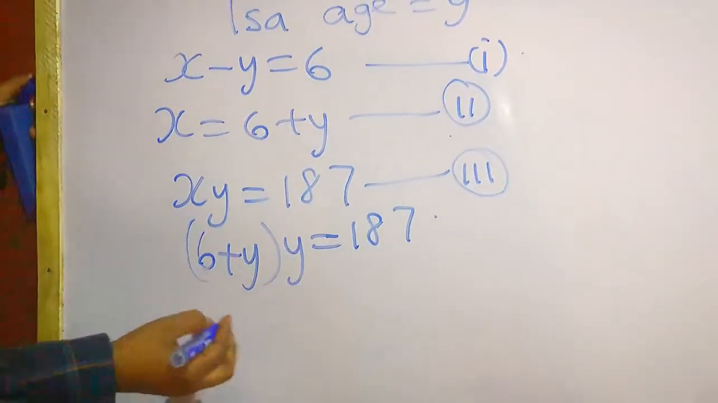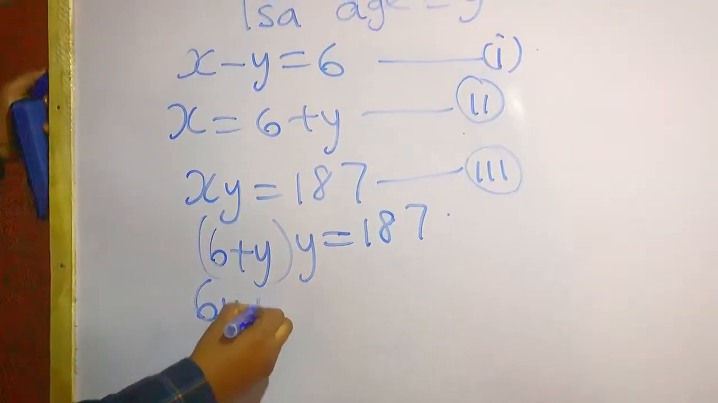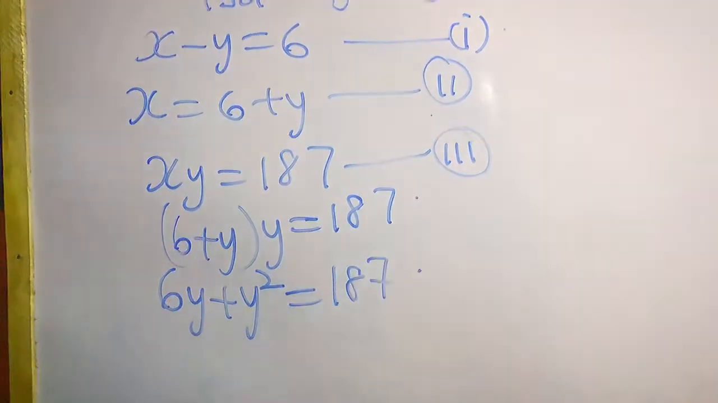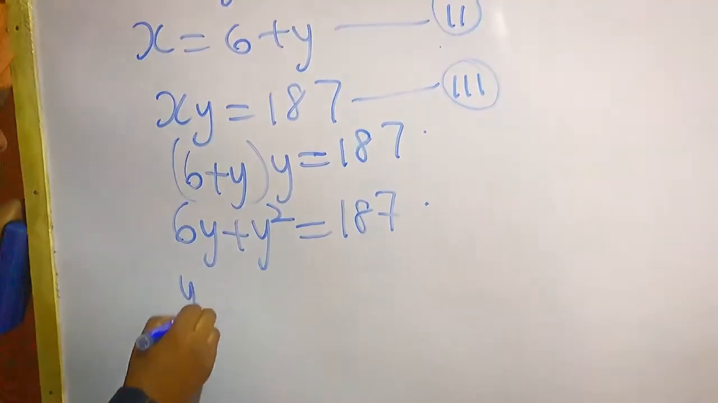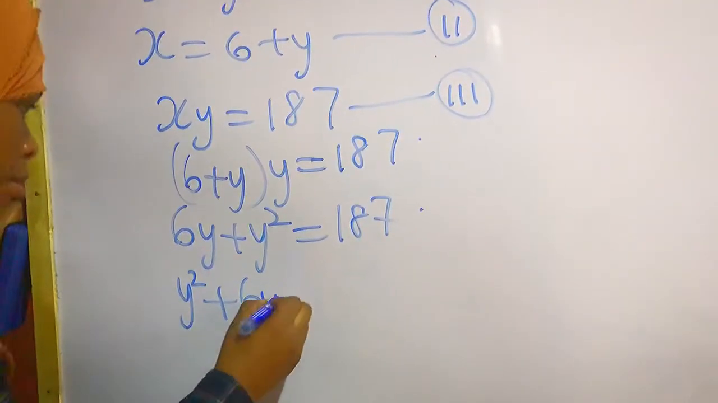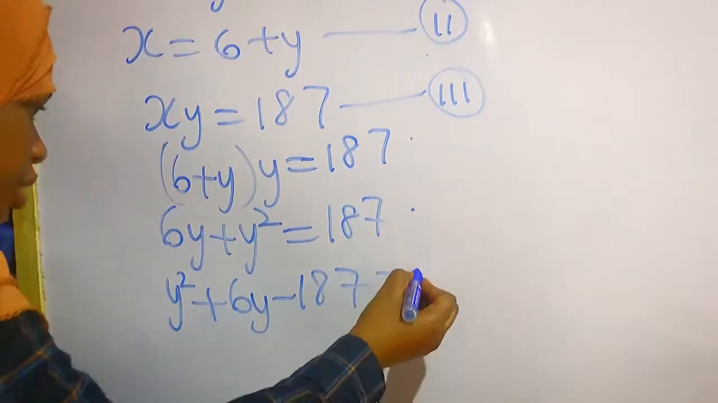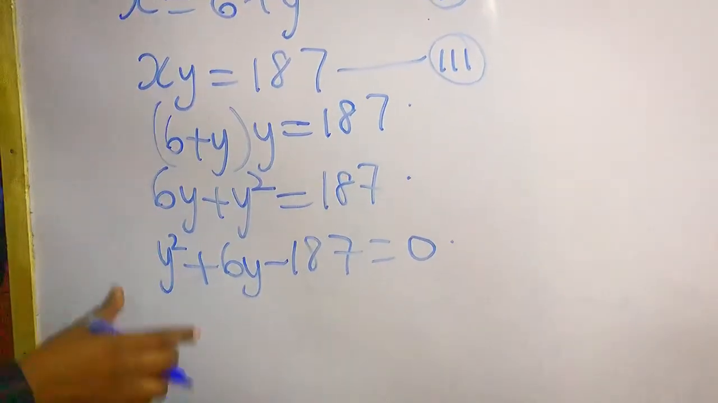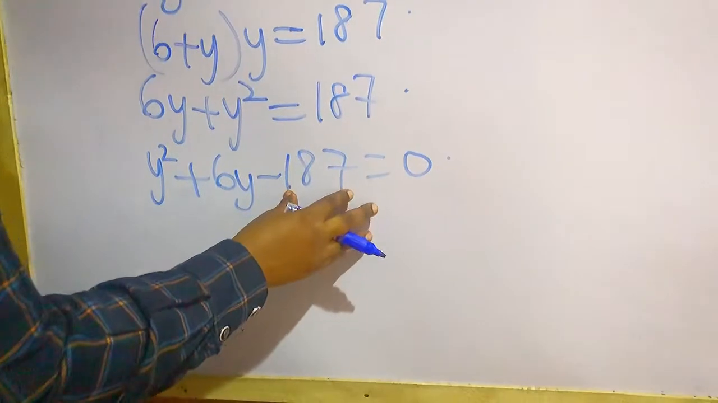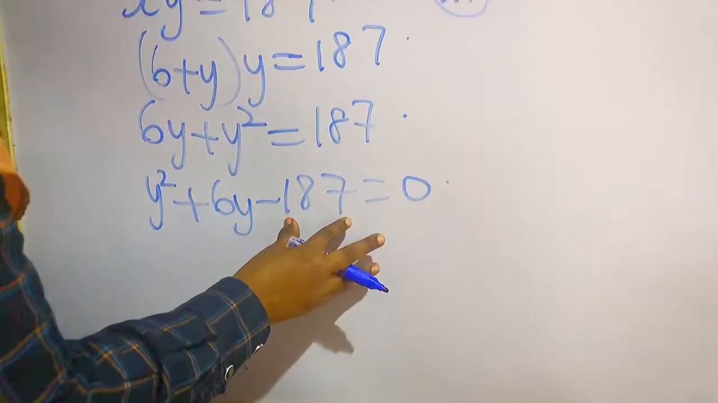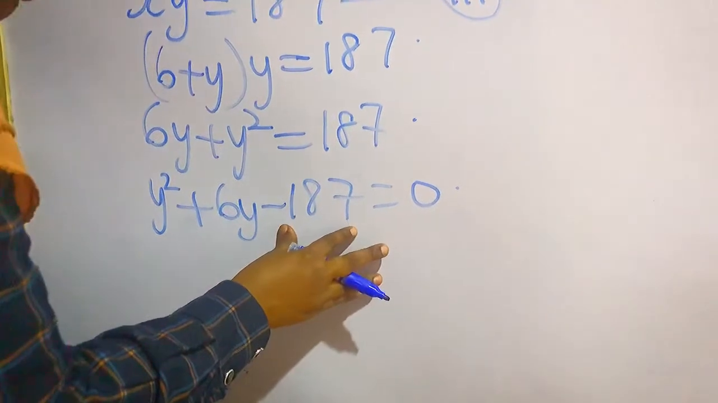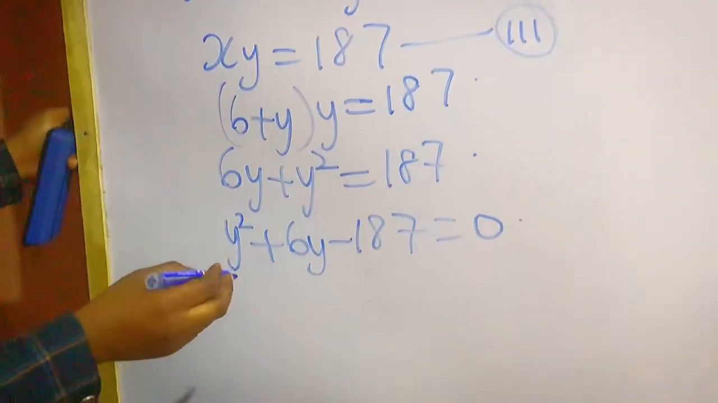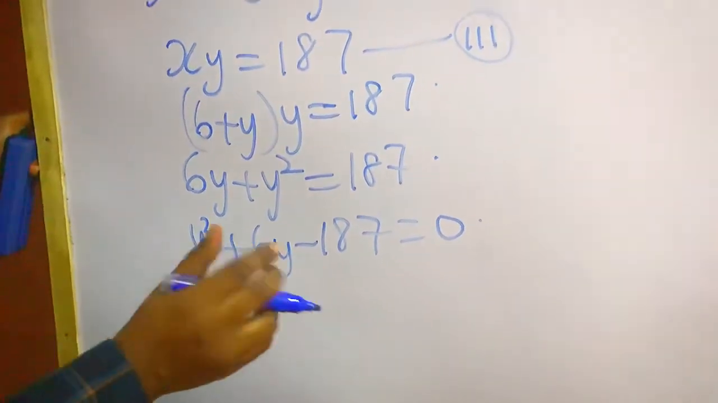So let's expand the brackets, and we have 6y plus y squared is equal to 187. So from here, we can now say that y squared plus 6y minus 187 is equal to 0. That leads us to a quadratic equation. We could factorize it, but instead of wasting our time on factorization, because we cannot quickly find two factors that will give us minus 187 and sum up to 6, it will be easier for us to go for the formula method.